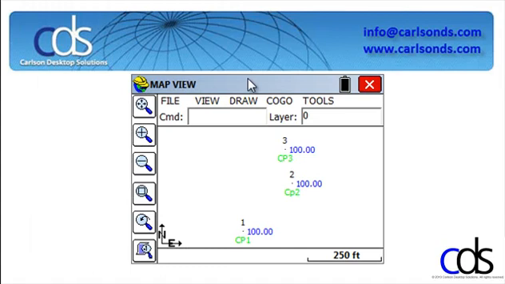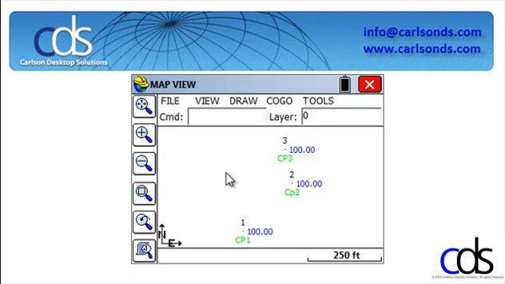The nice thing about SurvCE is that they allow you to do more than a two-point resection. You can do multiple points in the resection. So the more points you add, the higher level of precision you add into your resected point. I'm going to do a three-point resection to calculate a point where I'm set up.